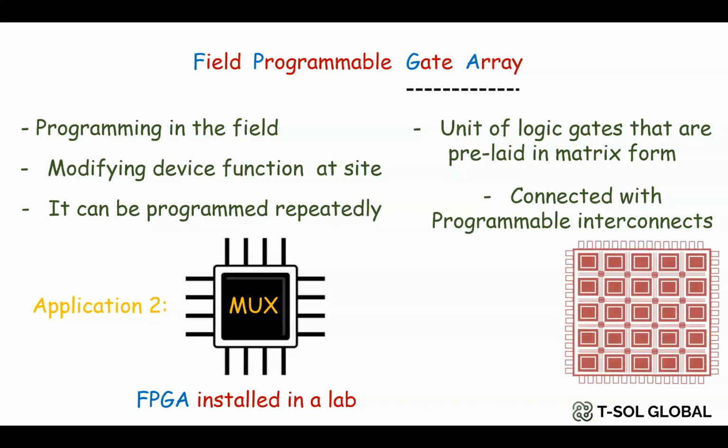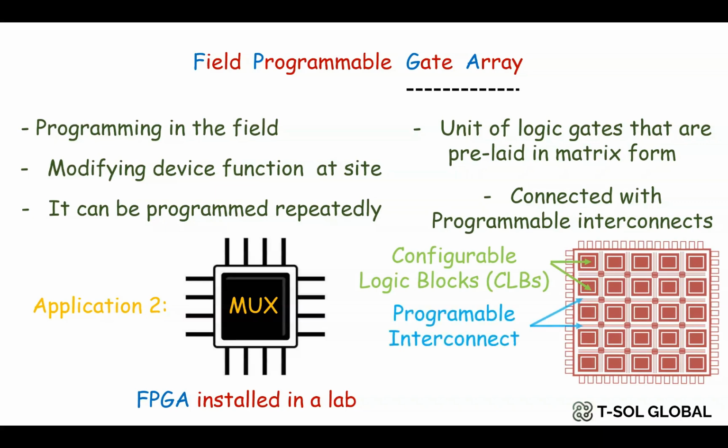So here you can see an example of an FPGA chip which has programmable or configurable logic blocks organized in a matrix form. These blocks are also called CLBs. All these CLBs are connected through programmable interconnects, and there are also programmable IOs which can be programmed or changed as per user requirement.